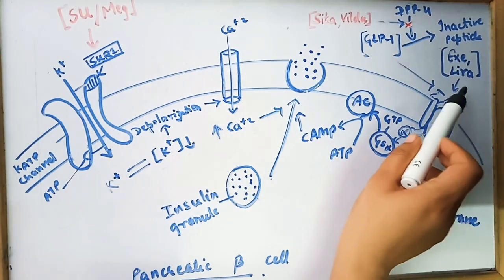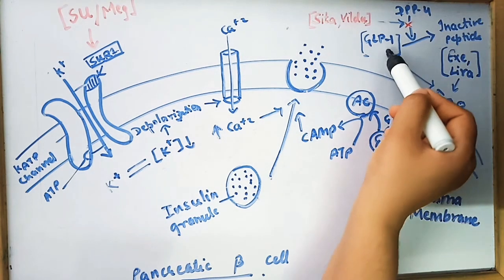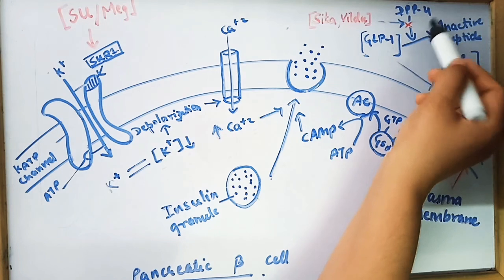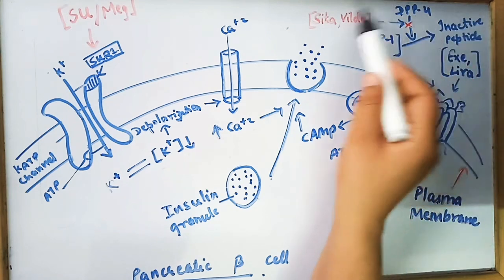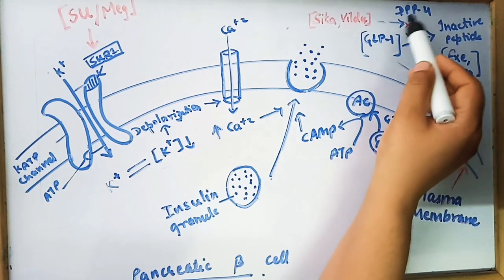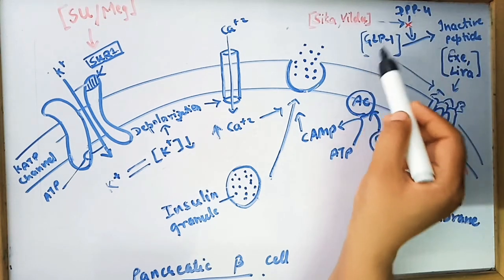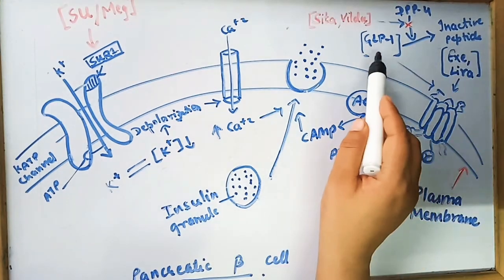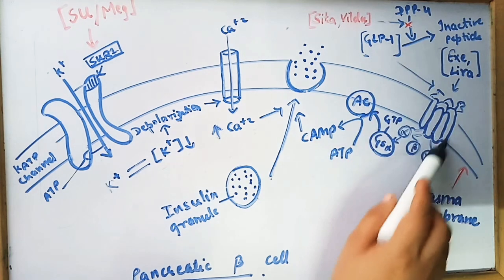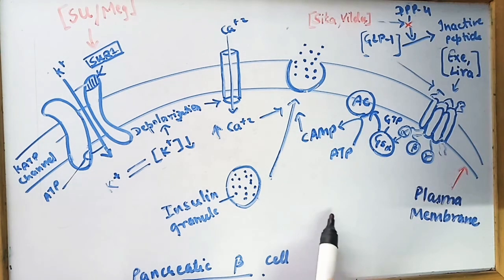So exenatide and liraglutide are acting by this mechanism, as well as this GLP-1 is inactivated by the DPP4. So this DPP4 converts the GLP-1 into an inactive peptide. Therefore DPP4 inhibitors, that is sitagliptin, vildagliptin, and all the gliptins are given in order to inhibit the conversion of GLP-1 to inactive peptide. Therefore, this GLP-1 remains active and this GPCR remains active, and the release of insulin remains active. So this was all about the drugs' mechanism of action which act by enhancing the insulin secretion.